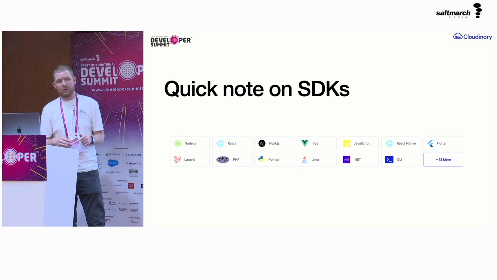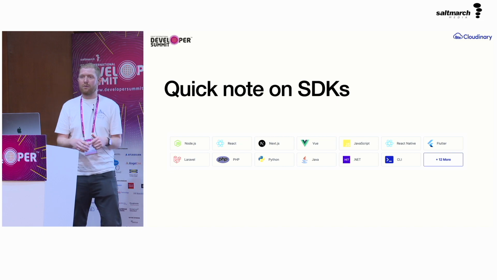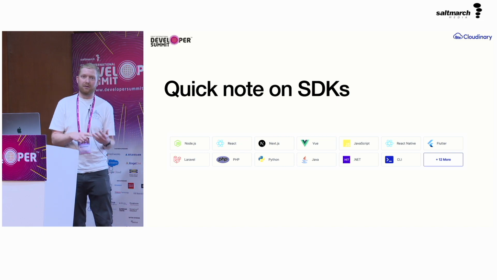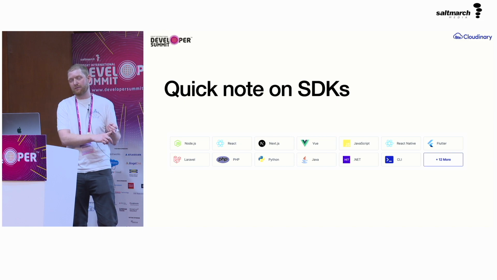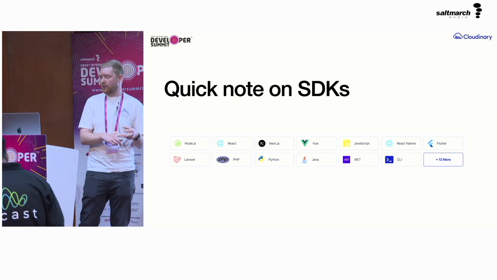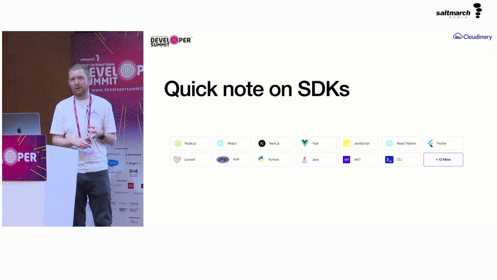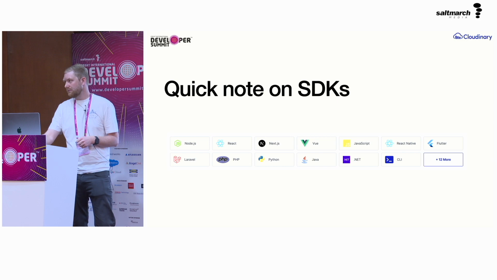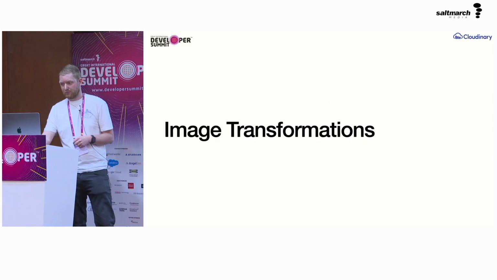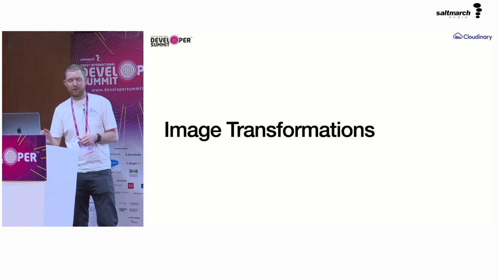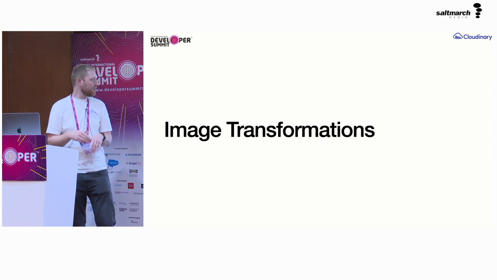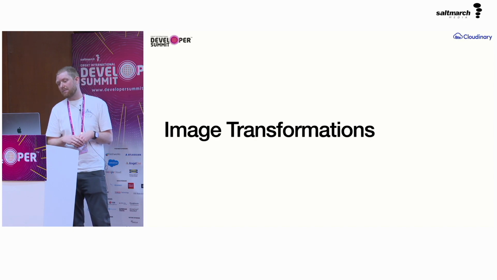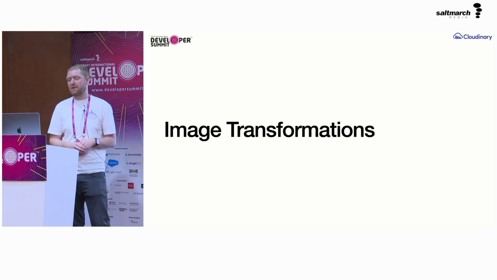The examples I'm going to show will be done in JavaScript, so where it's relevant on the back end, it will be showing our Node SDK, and anything on the front end will be showing examples using our JavaScript URL gen SDK. Cool. So I'm going to talk you through some image transformations using AI, and basically how you can use these image transformations to optimize and really deliver that great visual media experience at scale.